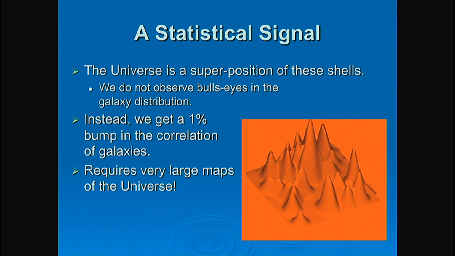But the challenge is that you need very large maps of the universe. This is a subtle effect, only a 1% little extra hiccup at 500 million light years. 500 million light years is a big scale, even for us. And so we need to have very large maps to do it.